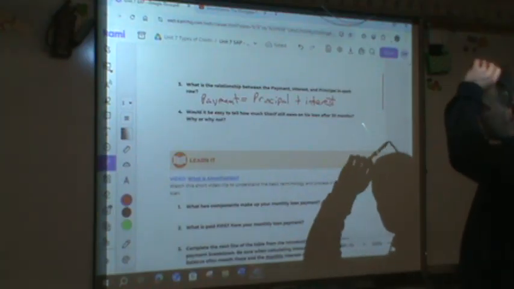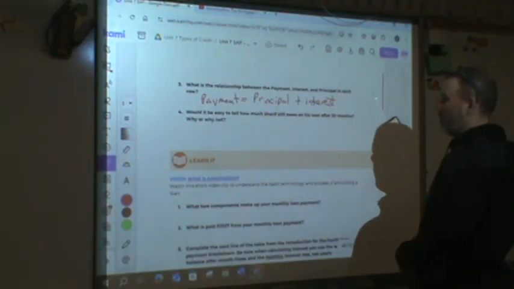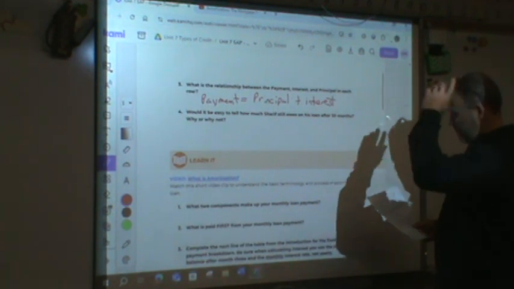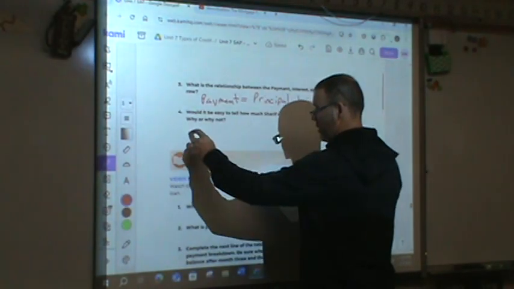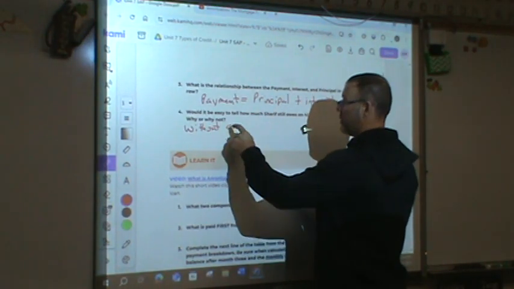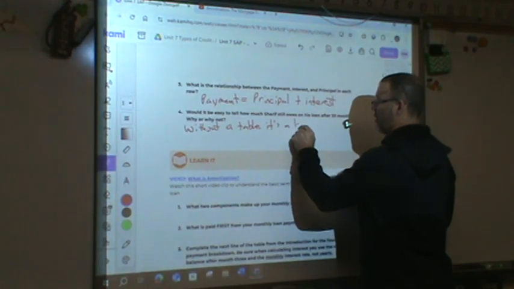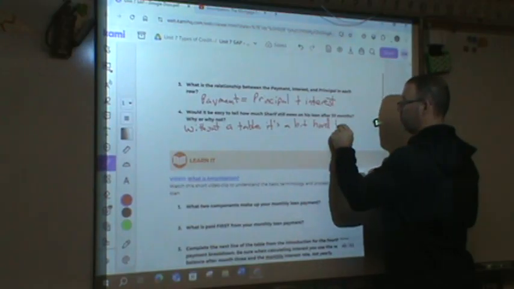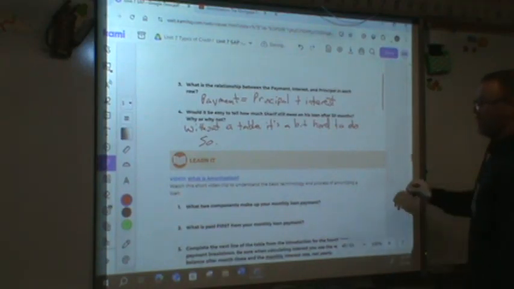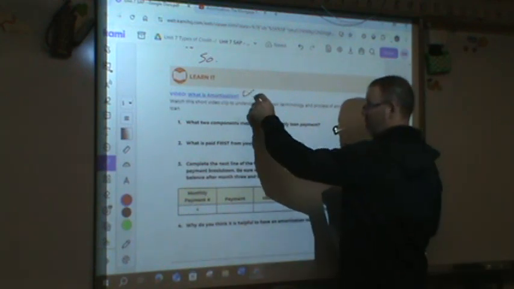Would it be easy to tell how much Sharif owes on his loan after 30 months? Why or why not? Well, imagine trying to calculate this out. How are you going to figure this out? Okay? The answer to that question is, without a schedule, or without a table, rather, it's a bit hard. And calculating this out is kind of a pain. It's kind of a little tough to do.